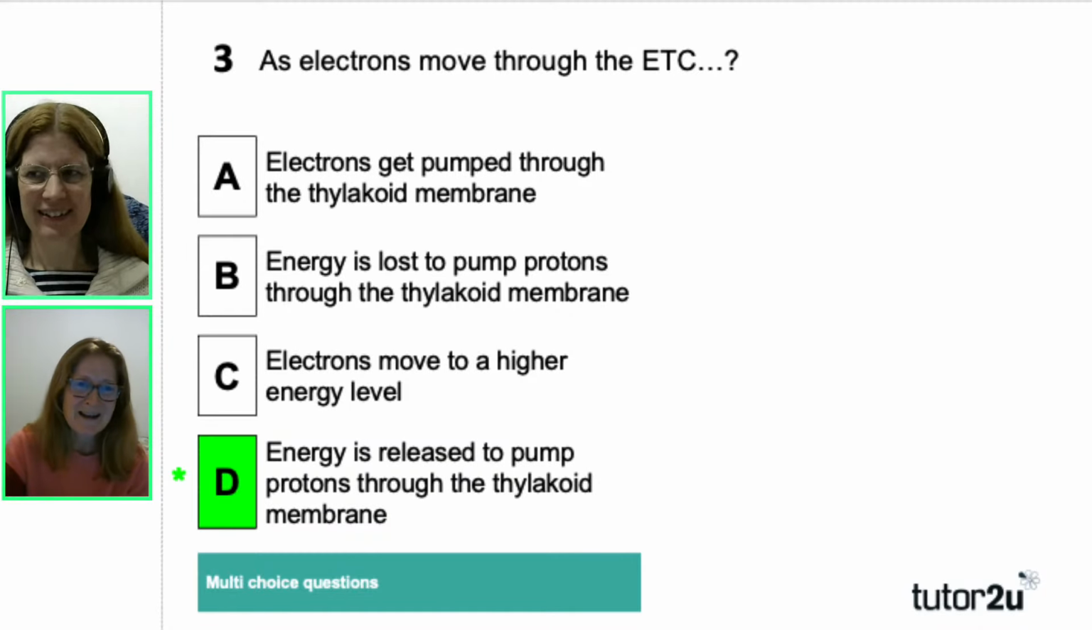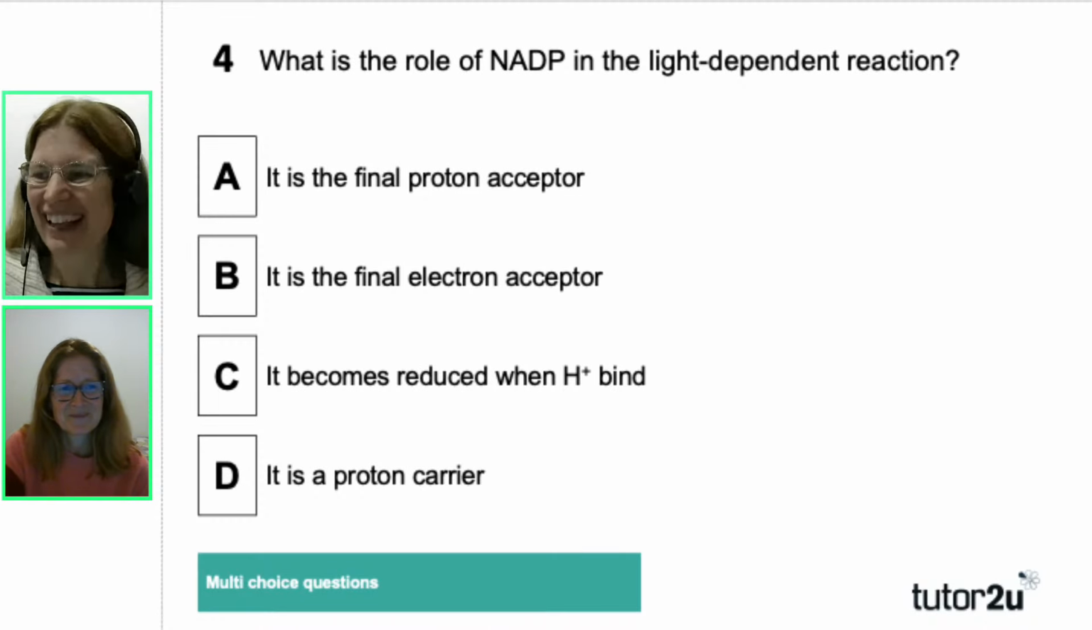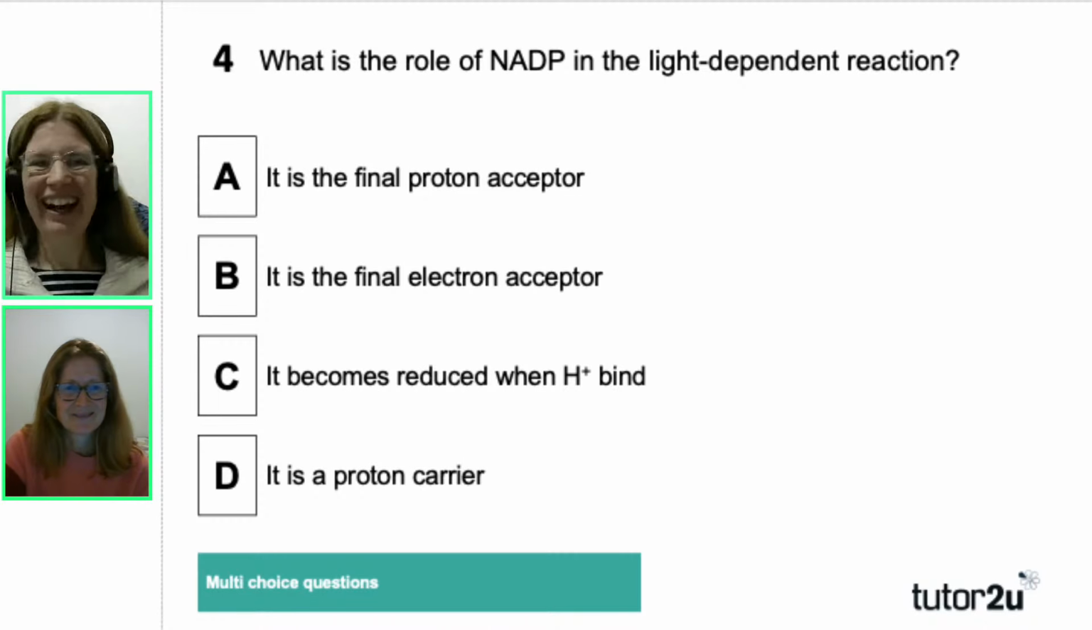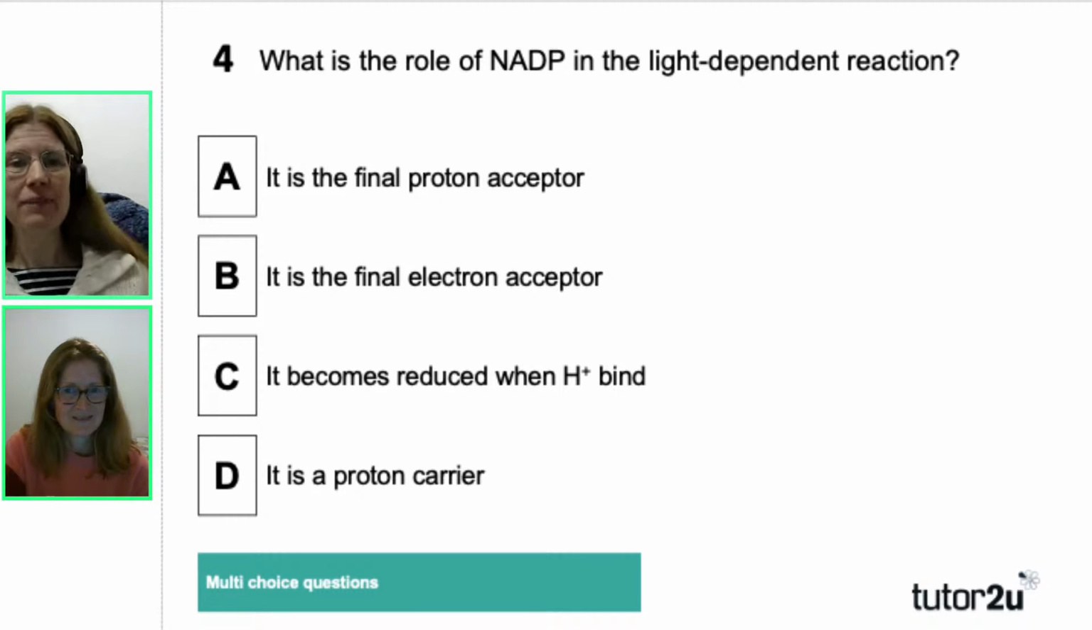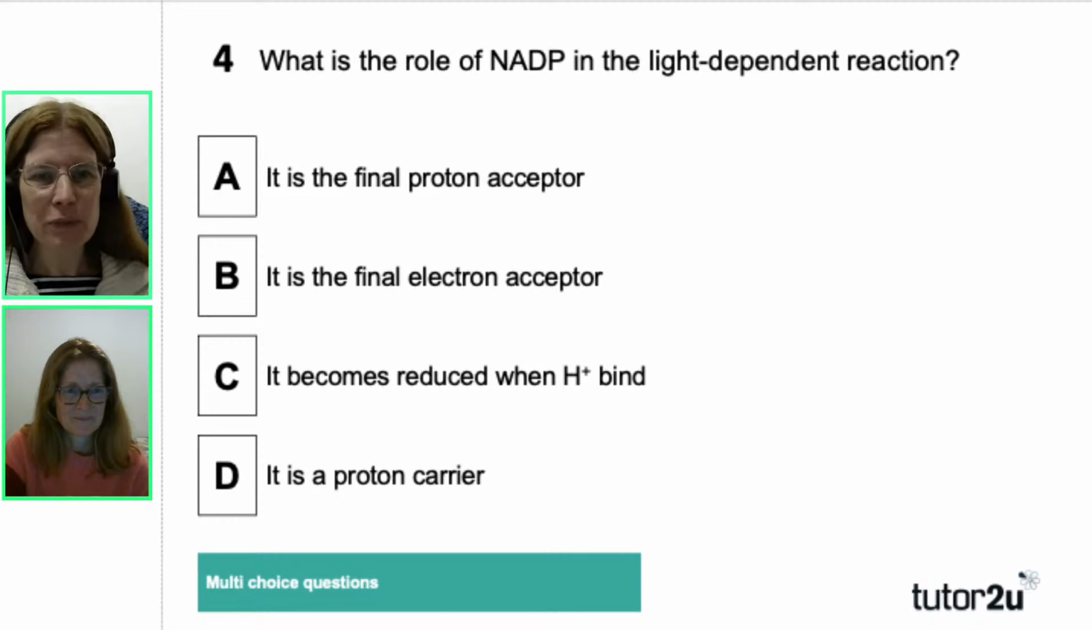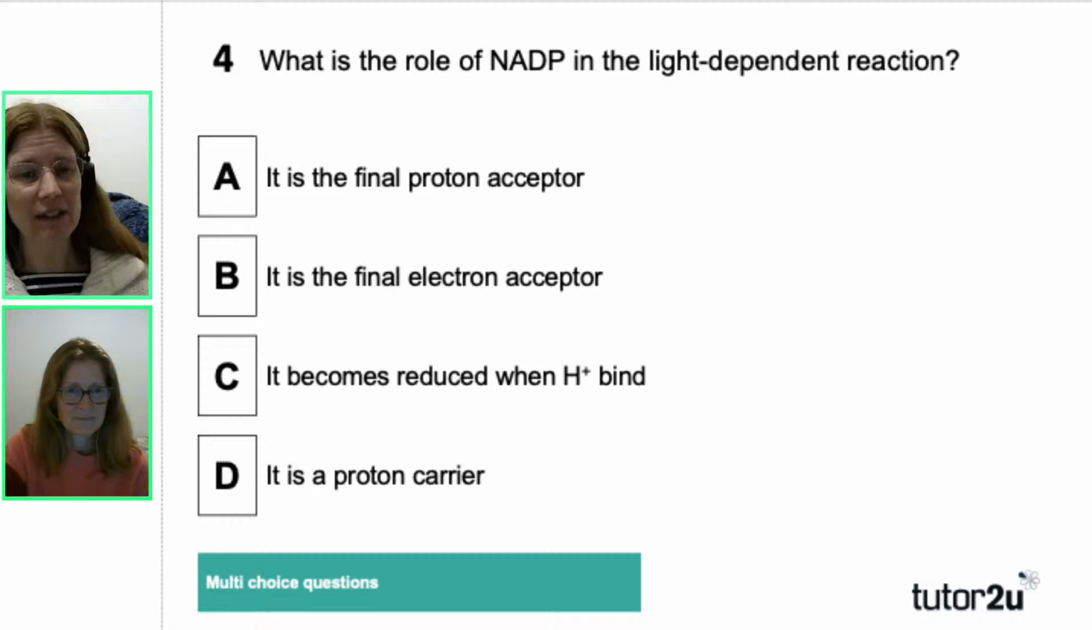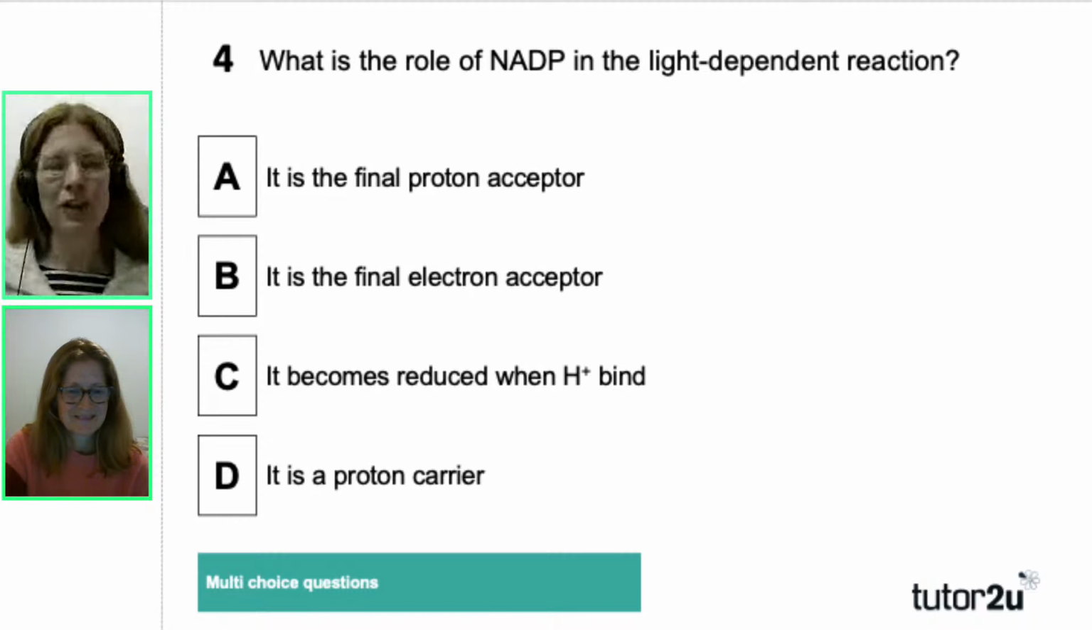Okay, so I think we've got Ellena back now for the next one. Yay, I'm back again. Okay, so next one. What is the role of NADP in the light-dependent reaction? Is it A, the final proton acceptor? Is it B, the final electron acceptor? C, it becomes reduced when hydrogen ions bind? Or is D, a proton carrier? Lots of bear traps there. Which one is it going to be? Put your answers on the chat.